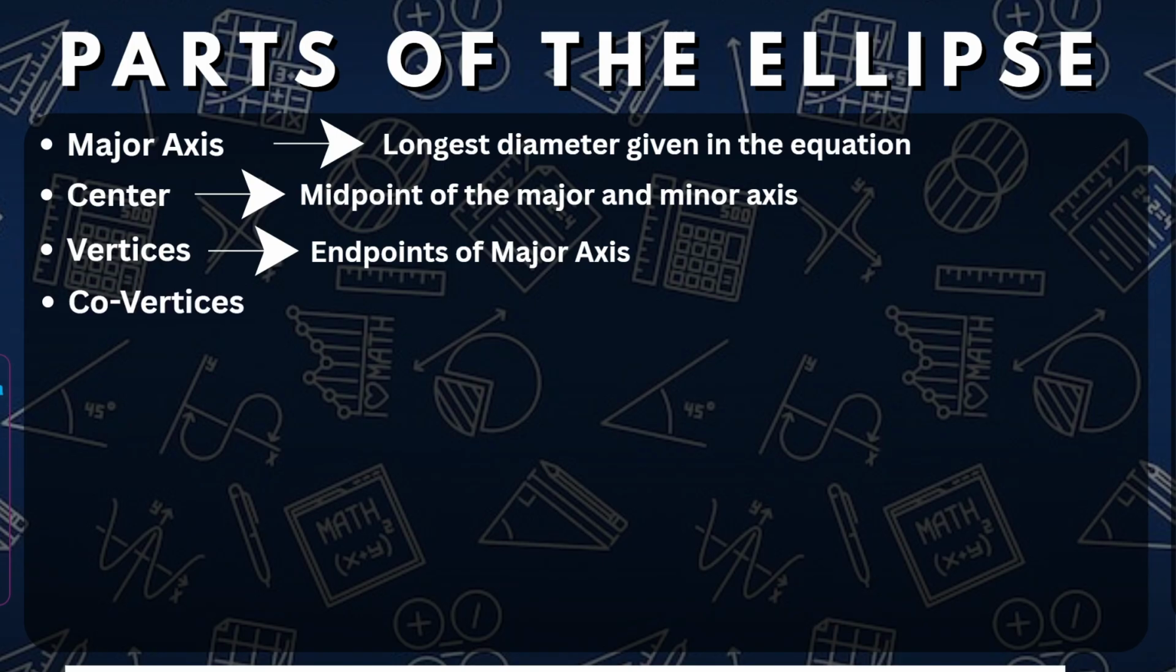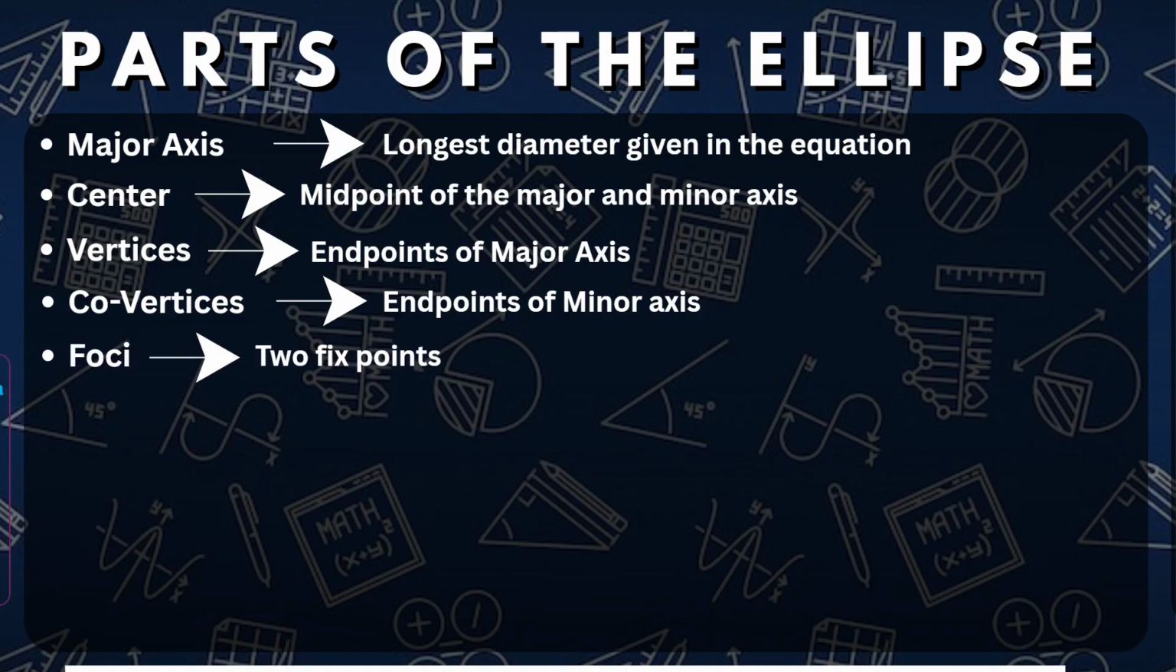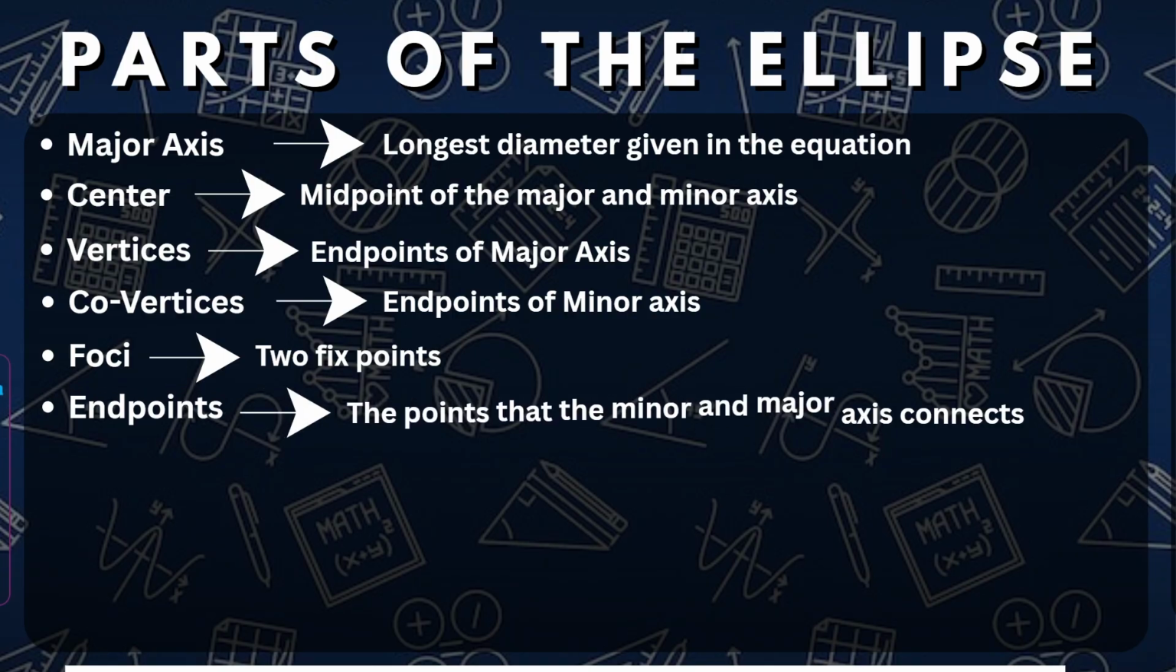The co-vertices, on the other hand, is for the minor axis. These are the endpoints of the minor axis. Now for the foci, these are the 2 fixed points where the 4 endpoints are along with it. Now the endpoints are the points where the minor axis and major axis connect.